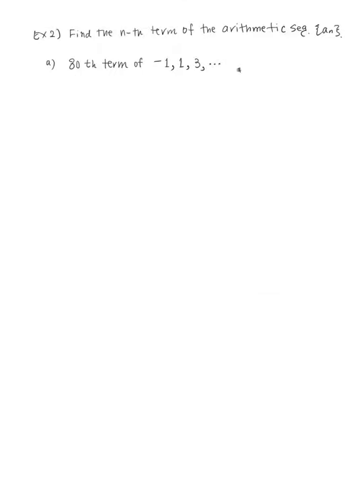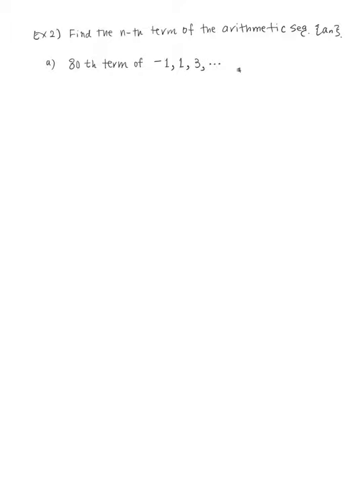Now let's look at something like this. Find the nth term of the arithmetic sequence a sub n. So we're all given an arithmetic sequence here. So let's go with part A. 80th term of the sequence negative 1, 1, 3, and so on.